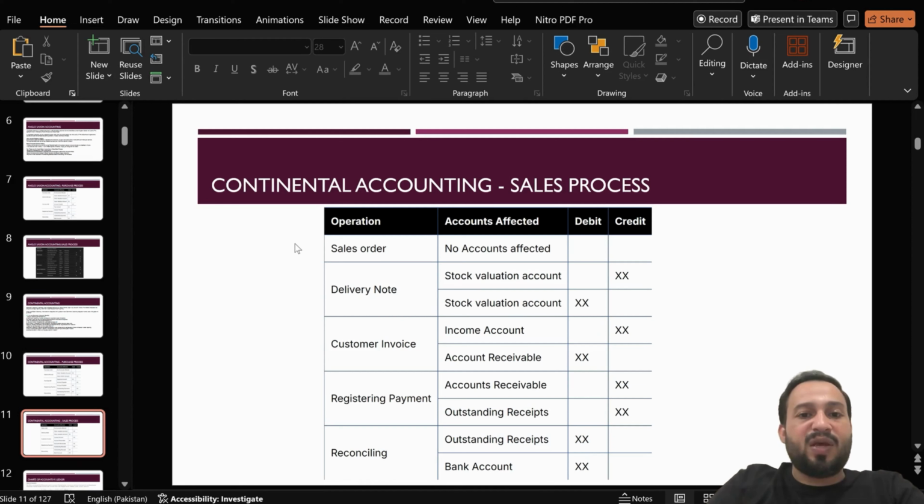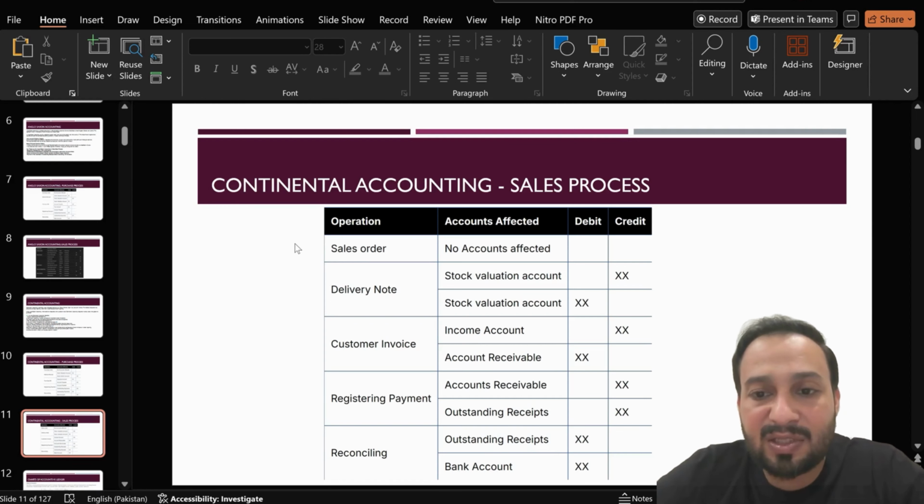So in the sale process, when the quotation is confirmed and the sale order is generated, no accounts will be affected. But when we deliver the products, when we validate the delivery note, then the stock valuation account and the stock interim delivered account will hit at the same time. Both accounts are current assets by nature.